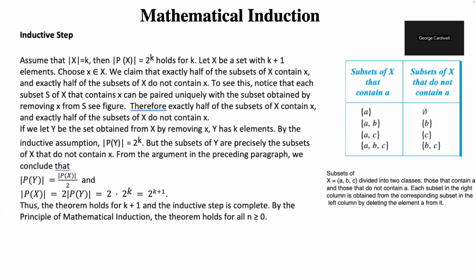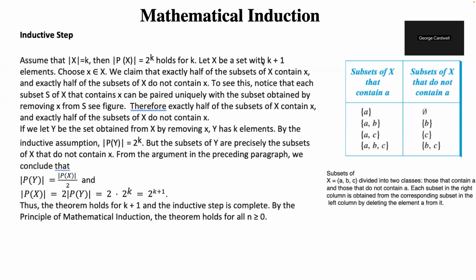It's kind of interesting how we're going to do the inductive step, but here's how we can do it. We're going to assume that the cardinality of X is k, just some number. And thus, the cardinality of its power set is 2 to the k. So we're going to assume that holds for some k.